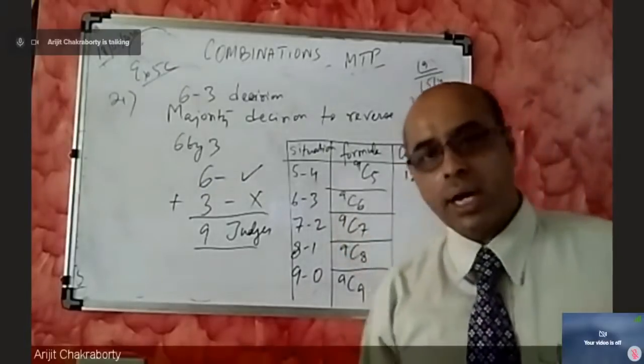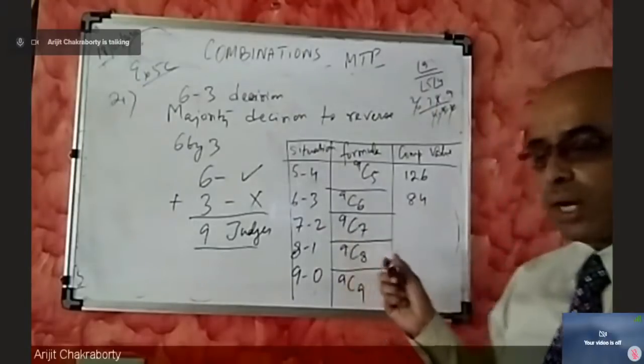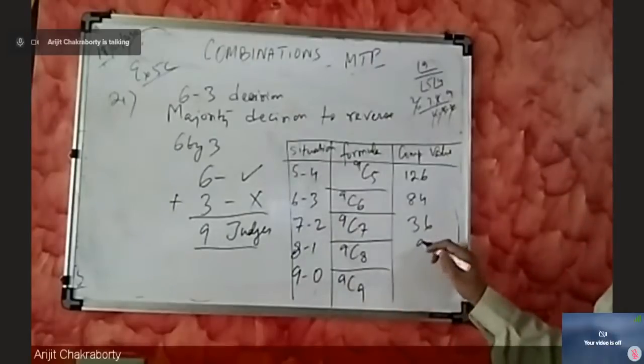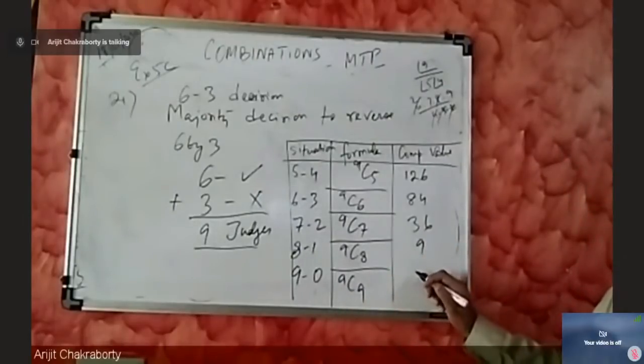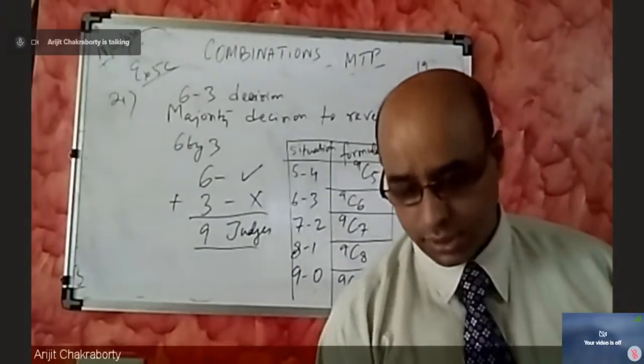9C6, if you work out, you will get 84. 9C7, if you work out, you get 36. 9C8 will be 9 and 9C9 will be 1. So this is now a case of addition.